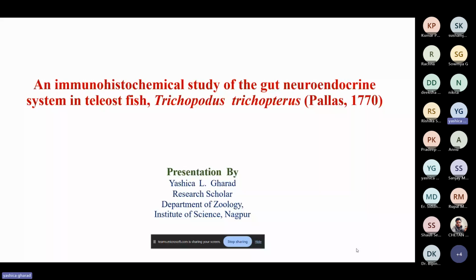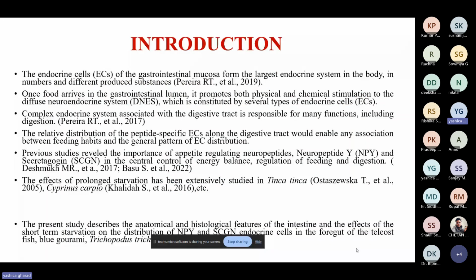Starting with the introduction, the gut neuroendocrine system is the largest endocrine system, constituted by several types of endocrine cells responsible for many functions, including digestion. Those enteroendocrine cells secrete various appetite-regulating neuropeptides like NPY, CART, leptin, gastrin, CCK, SCGN, as previously reported in teleosts, with importance in control of appetite, energy balance, regulation of feeding, and digestion.